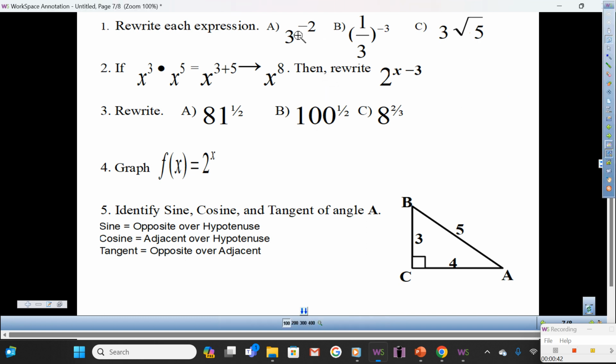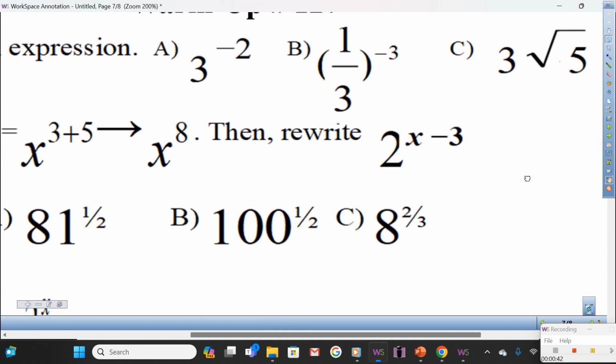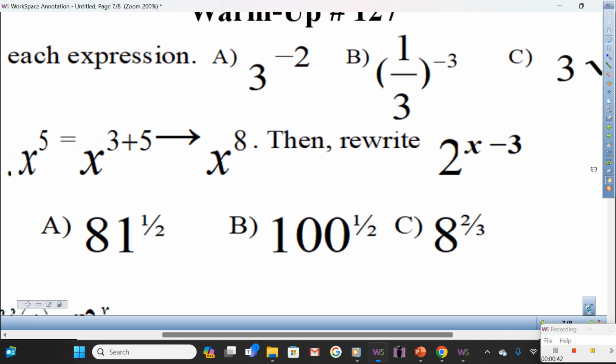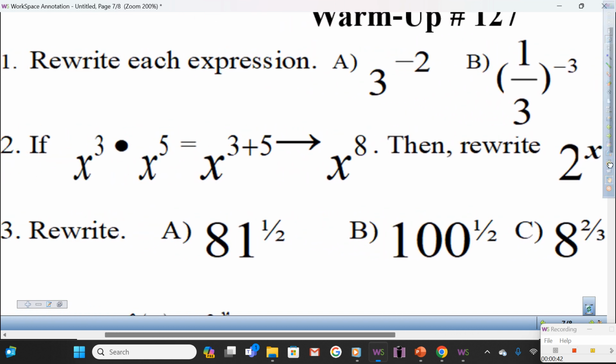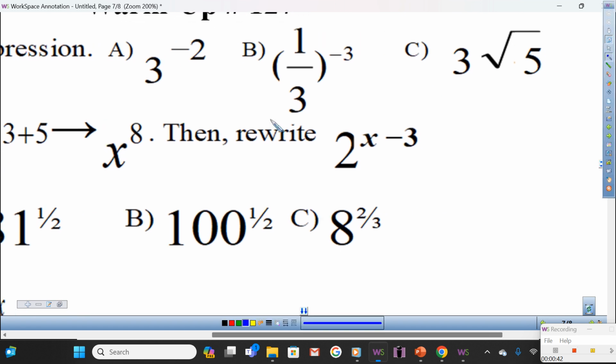I'm going to zoom in, look up to the screen. Being that it's Monday, I'm going to go over all of these pretty quick just to make sure we're on the same page. Number 1, rewrite each expression. 3 to the negative 2, can we have negative exponents? No, so we send that to the denominator and it becomes 3 to the second. Put a 1 on the numerator. So this becomes 1 over 3 to the second, which is 9. Hands up if you got that by yourself.